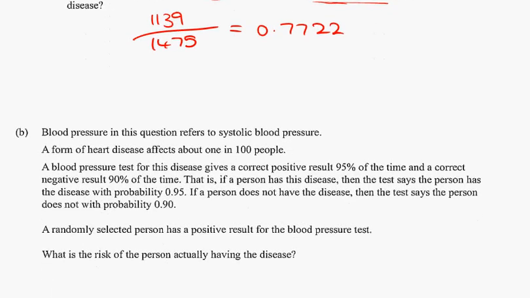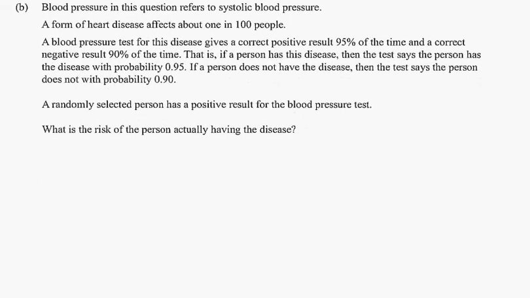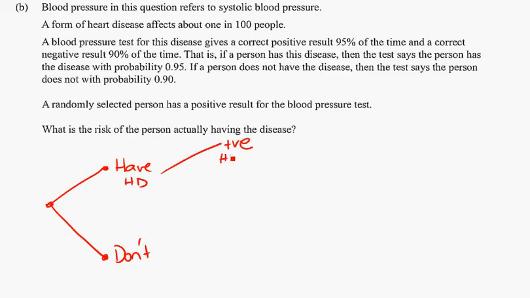Right, part B. You could pause and have a read. I will best answer this with a tree, but you may find you want to answer it with a table. So you either have the disease or you don't. All of these people are being tested. The test will either come out positive for heart disease or negative.